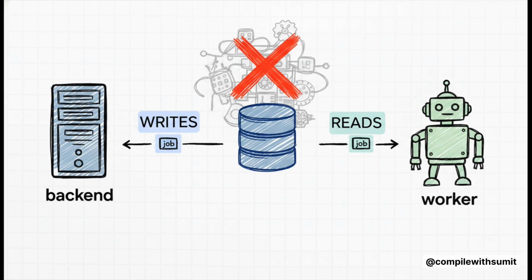Just look at how clean this architecture gets. That whole external message queue, gone. Poof. Now the backend just writes a job into a table in our database, and the workers read from that same table. It's so simple, so direct, super efficient.